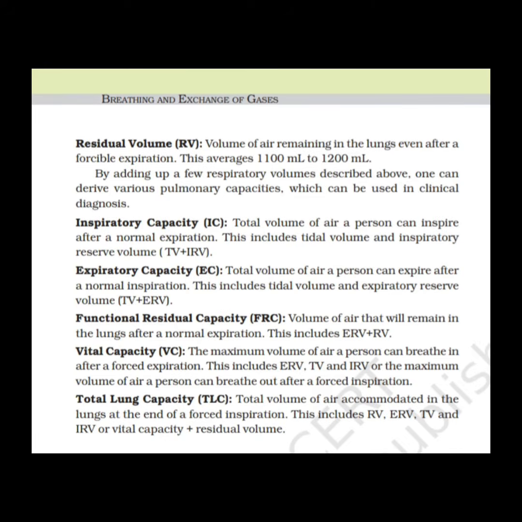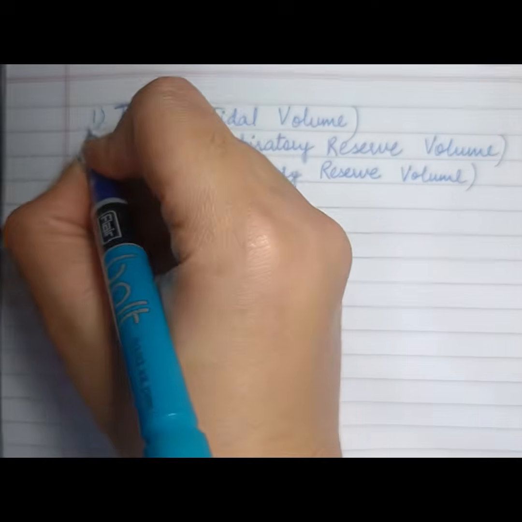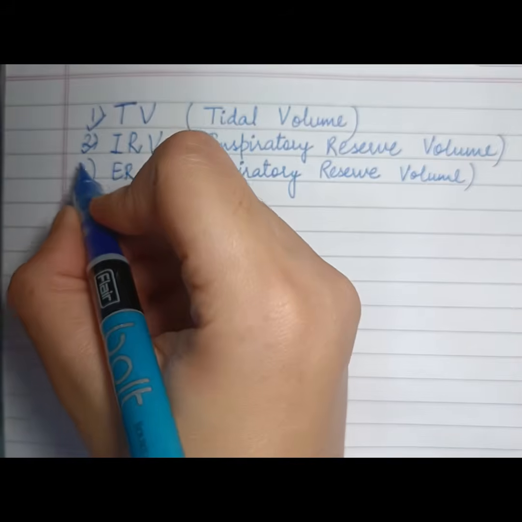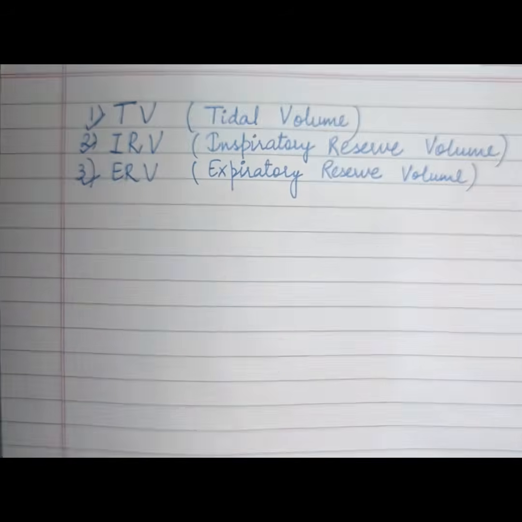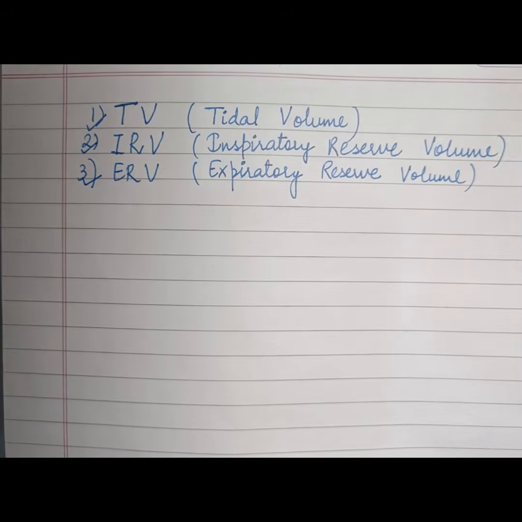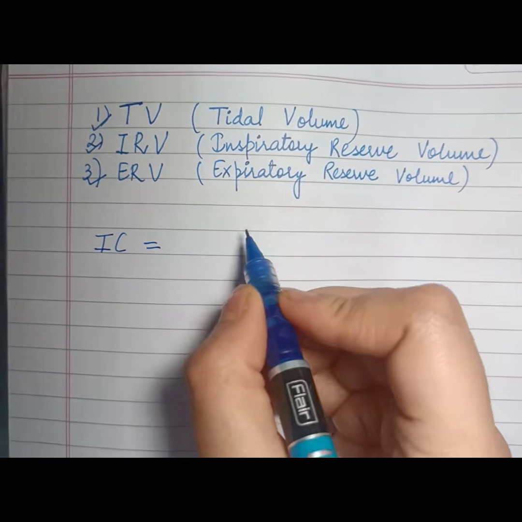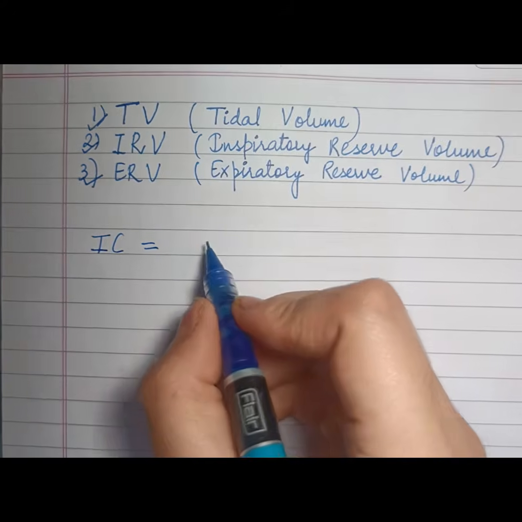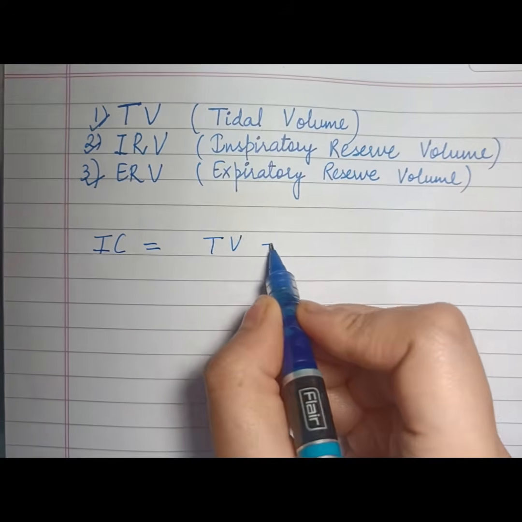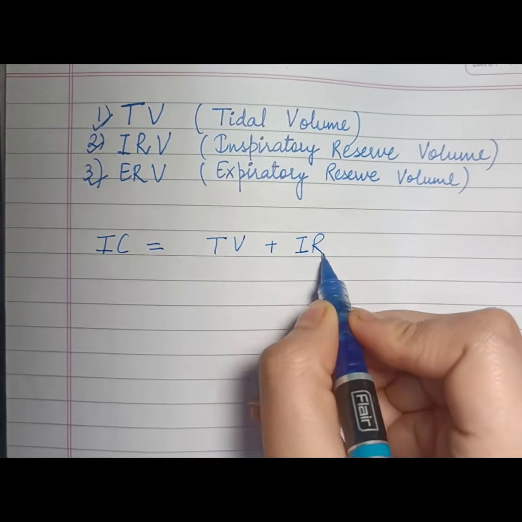The first one is tidal volume, the second is IRV, inspiratory reserve volume, and the third one is ERV, expiratory reserve volume. Now, learning inspiratory capacity will be a lot easier in the form of a formula, which is given in NCERT itself. The sum of tidal volume and inspiratory reserve volume will give inspiratory capacity, which makes it a lot easy.